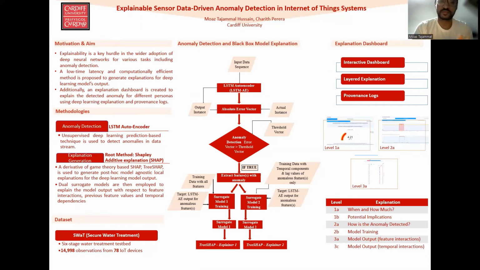Now I'll explain in more detail the main method that we have proposed in this work. It is the dual surrogate model. So we train two surrogate models based on a random forest to replicate the output of the LSTM autoencoder, or our deep learning model. One is trained on all the other features apart from the feature in question, and the other surrogate model is trained on the past values of the feature in question and the temporal dependencies that the deep learning model uses to generate the output.